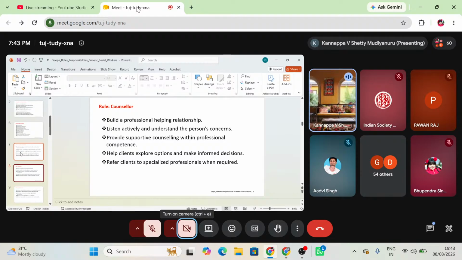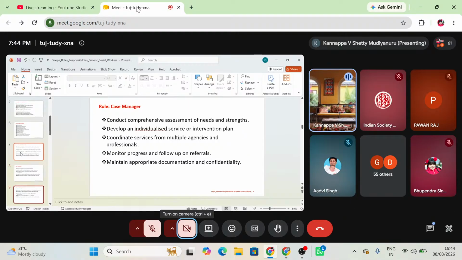So whenever we do social work programs like BSW and MSW, counselor job is very common. Very often we do go for supportive counseling, crisis counseling, and a number of generic counseling methods. And next role is case manager.